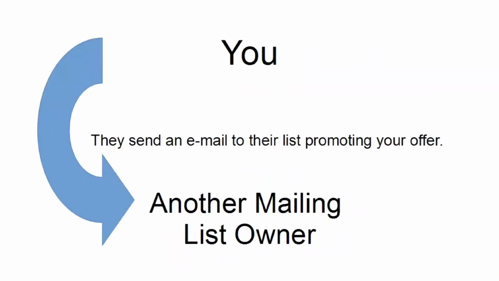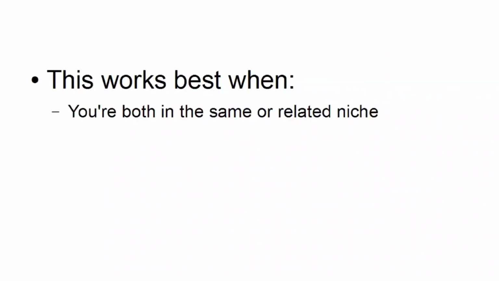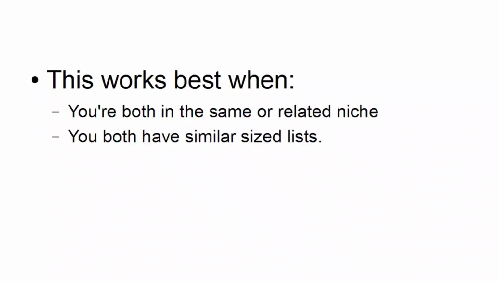And the way that it works is a bit like this. It involves you and another mailing list owner. You contact the other mailing list owner and you set up an ad swap. They send an email to their list promoting your offer, and you reciprocate by sending an email to your list promoting their offer. And this works best when you're both in the same or related niche and you both have similar size lists.